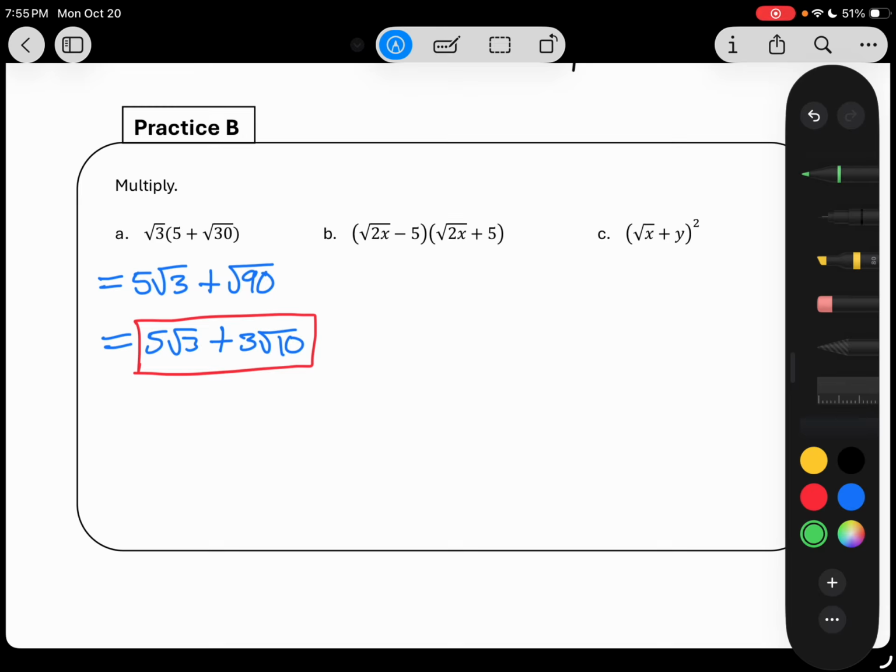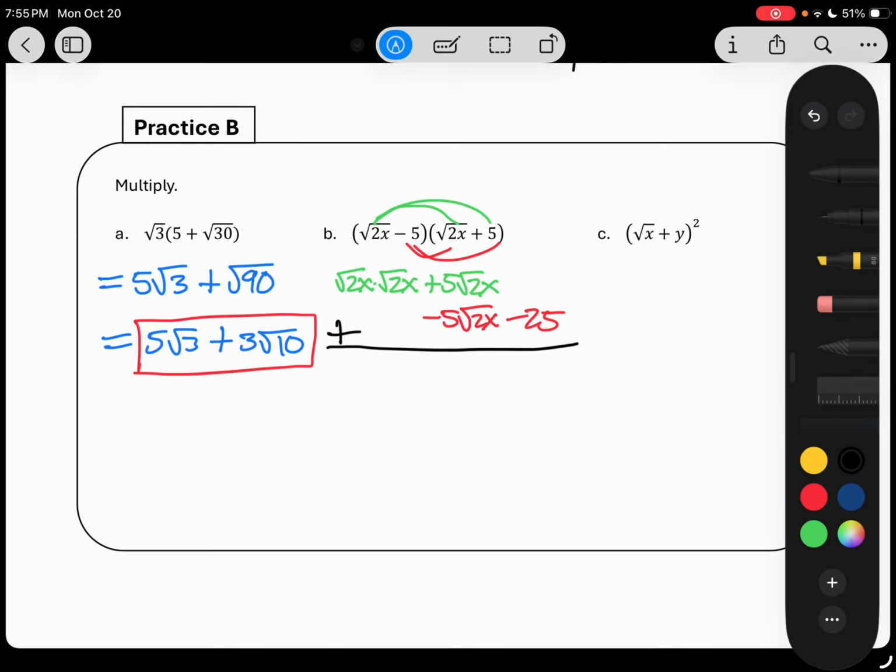And then the next one, we'll distribute through the root 2x, and we'll distribute through the negative 5. So we'll get root 2x times root 2x plus 5 root 2x, and then minus 5 root 2x, and then minus 25. And these actually do have some things that can be combined. So if we take a look at this, root 2x times root 2x, that's the same thing as root 2x squared. So the root and the power of 2 are going to undo each other.